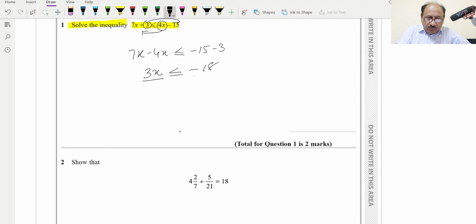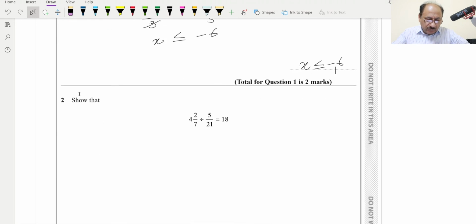Now we can divide both sides by 3, and dividing by a positive number will not change the inequality direction, so it will be x is less than or equal to minus 6, and this will be our final answer. x is less than or equal to minus 6.